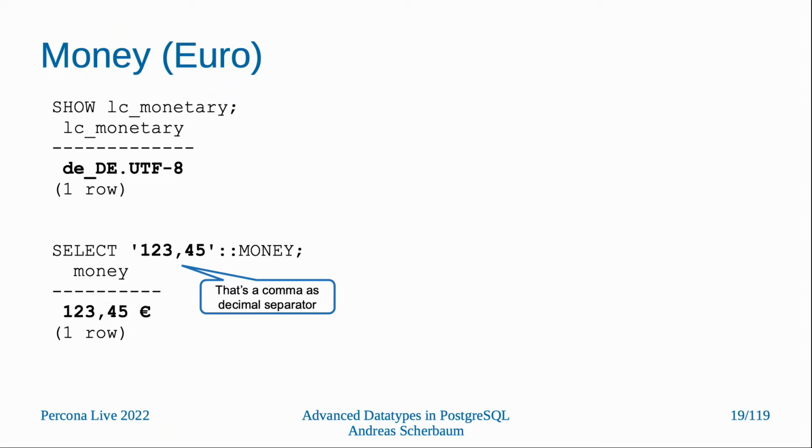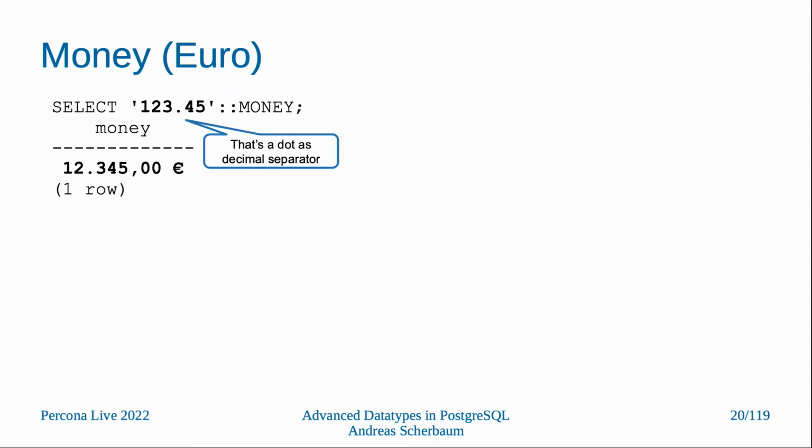Just to give you an example of how wrong this can go, that's a comma as the decimal separator for euro. So this is 123 euro, 45 cents. If I try the same with a different operator here, I get 12,000 euro. It all depends on what your system setting is. You as a user don't really know. That's a DBA job to set. Easy to screw up your data.